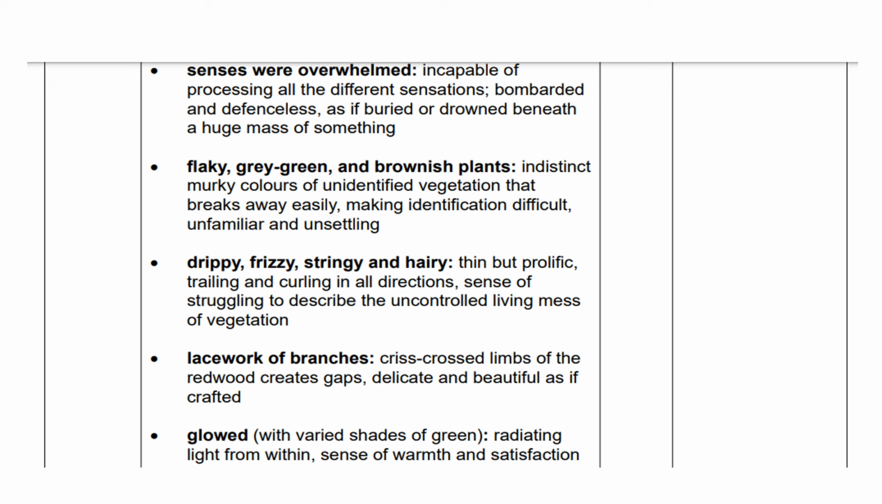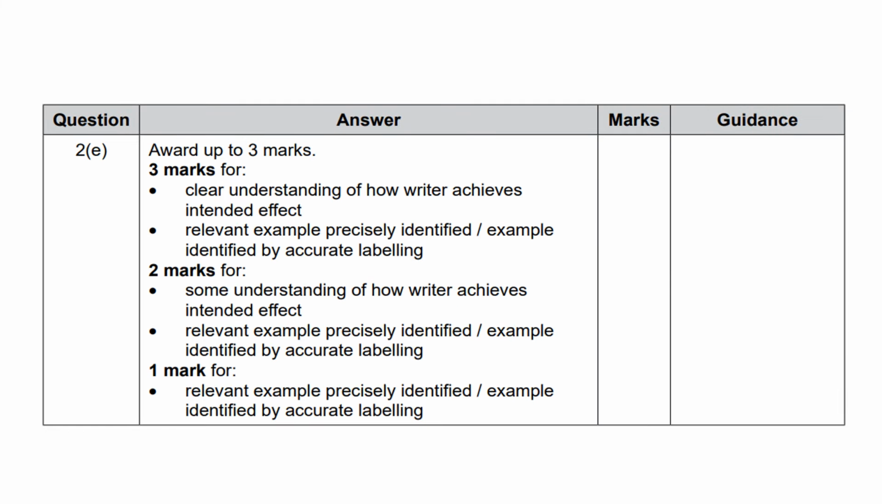So you see that there are a lot of examples which can be taken, and here you can easily get 3 marks. So you have to show a clear understanding of how the writer achieves this intended craft. You have to pick the relevant example precisely, then show some understanding of how the writer achieves the effect. So you see that this is how you have to come up with this. I hope that you have understood how to do this part of the paper for 9 marks.